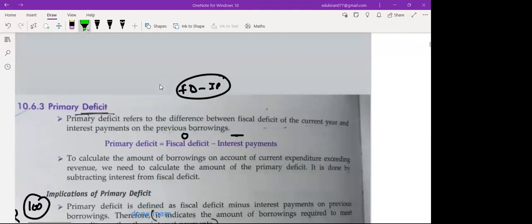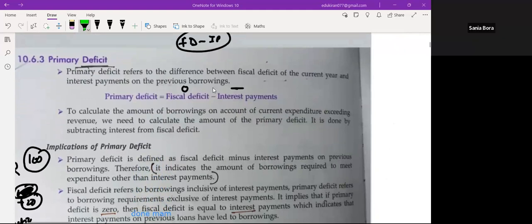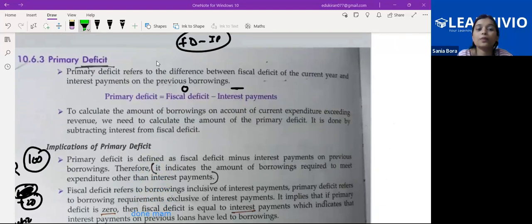Okay. Now let's start with the primary deficit, the last deficit which is left. So primary deficit is basically the difference between the fiscal deficit of the current year and the interest payment on the previous borrowing. This is the definition of primary deficit.